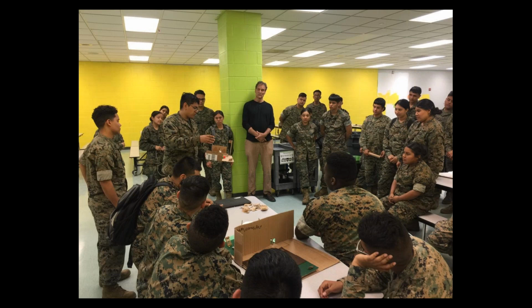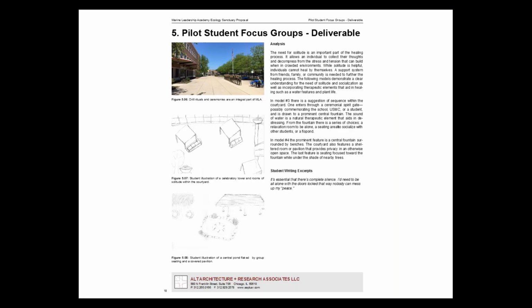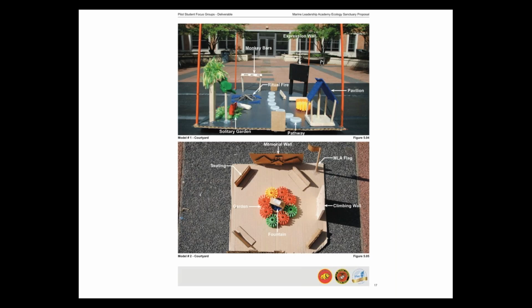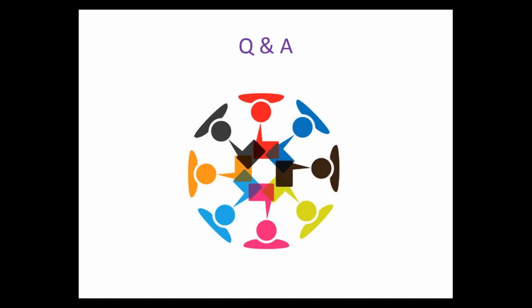And school shooters, issues of violence outside of schools. That can all be addressed by healing environments and mental health programs at the school. Next. This just gives you an example of some of the drawings. Next. These are actual models that the kids produced. This is as good as first-year architecture students in any university. Next. And that's the end.